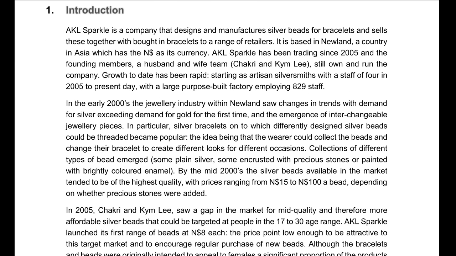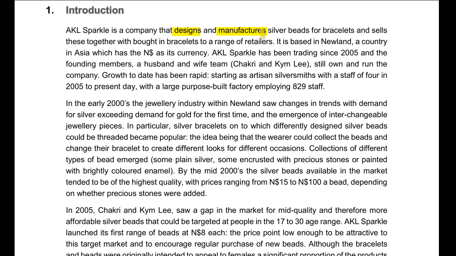So in the introduction, we start with the very, very basic information. AKL Sparkle, I think I'll just call them Sparkle because it's too long-winded to say AKL Sparkle every time. So Sparkle is a company that designs and manufactures silver beads for bracelets and sells these together with bought-in bracelets to a range of retailers. So let's just stop there for a second.